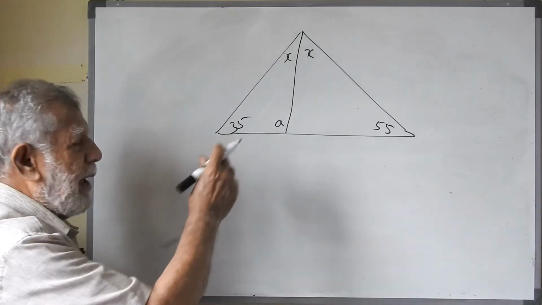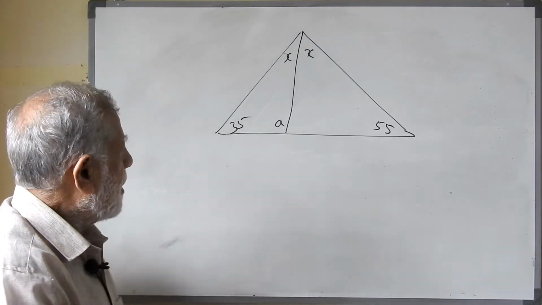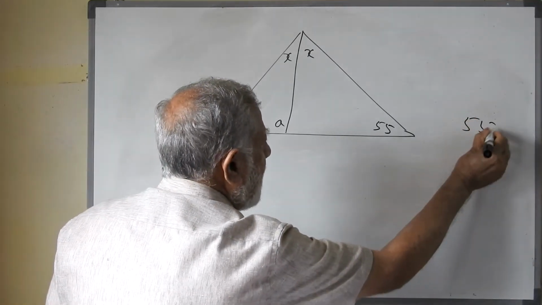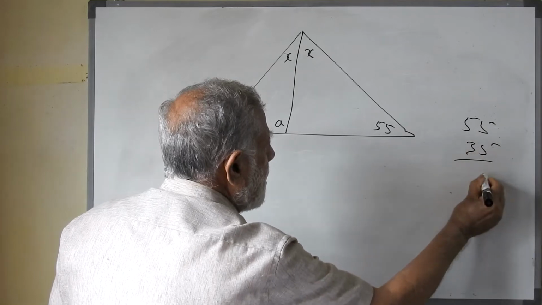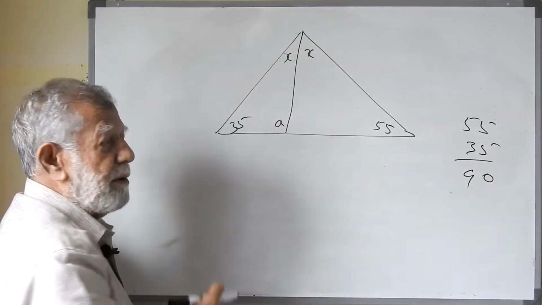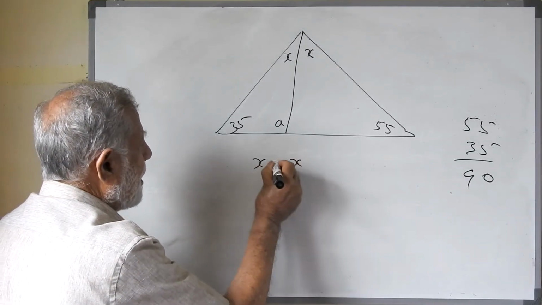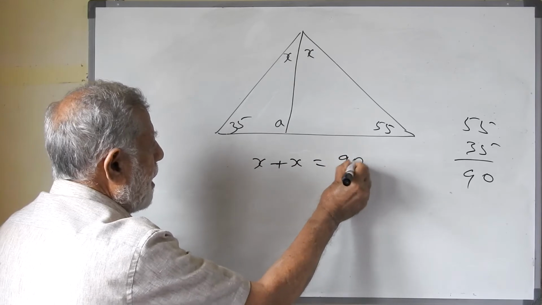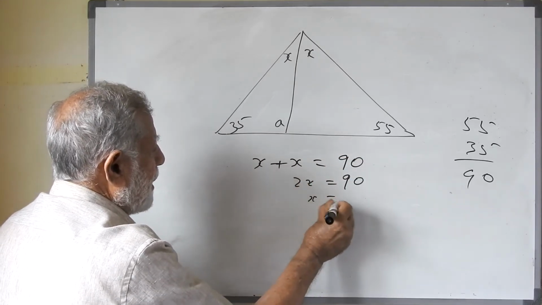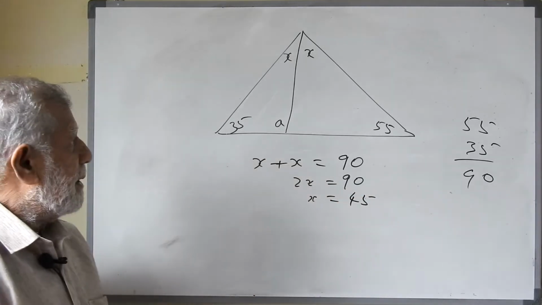And we know that the sum of the angles of a triangle adds up to 180 degrees. So here 55 and 35 is equal to 90 degrees. So definitely x plus x should be equal to 90 degrees. So we write down, therefore, x plus x equals 90 degrees, 2x equals 90 degrees. Therefore x is equal to 90 divided by 2, 45 degrees. So x you have got 45 degrees.